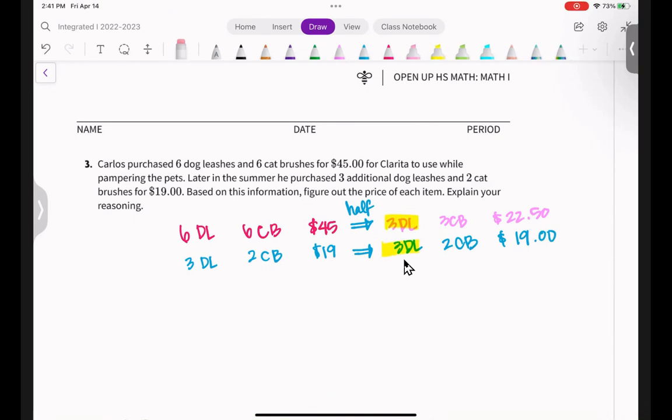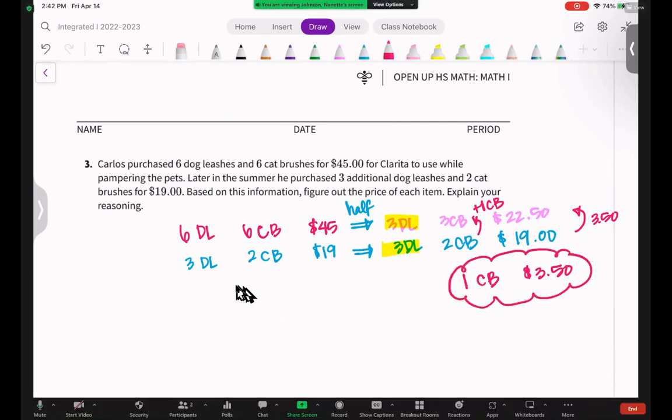So in this one, I added one more cat brush, and now how much more am I spending? Well, it looks like I'm spending $3.50 more. So that implies that one cat brush is costing $3.50, right? So if I know how much one cat brush costs, I could figure out how much the dog leashes are based on that information.